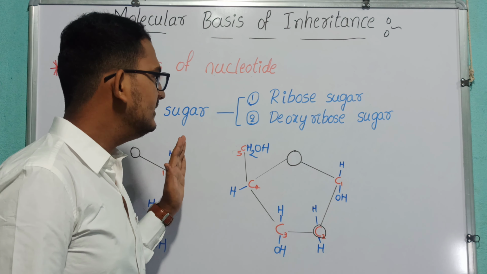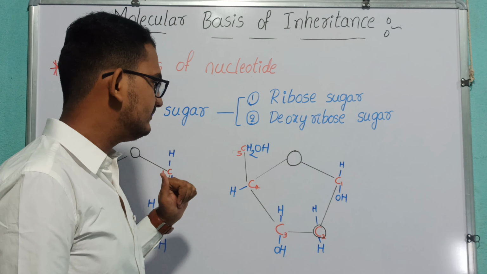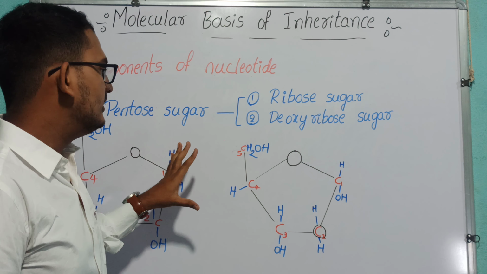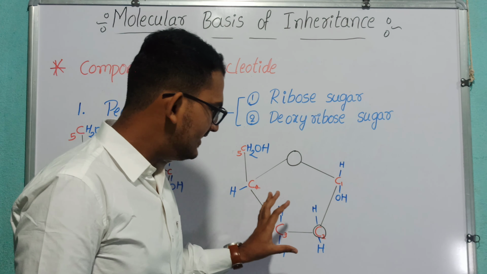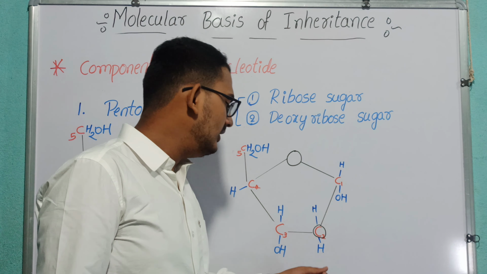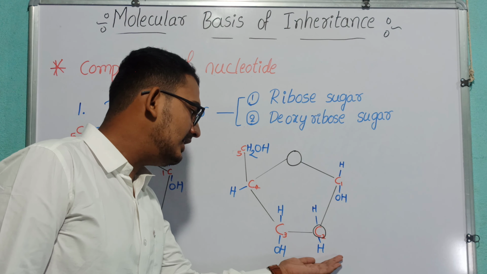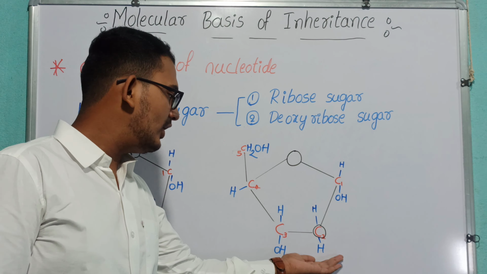Now we can see the structure of deoxyribose sugar. Deoxyribose sugar is exactly similar to ribose sugar, the only difference is present at carbon 2, that is the hydroxyl group is replaced by a simple hydrogen.